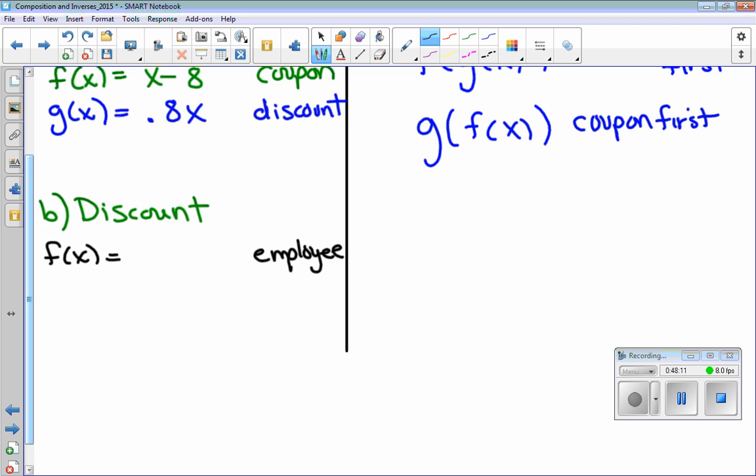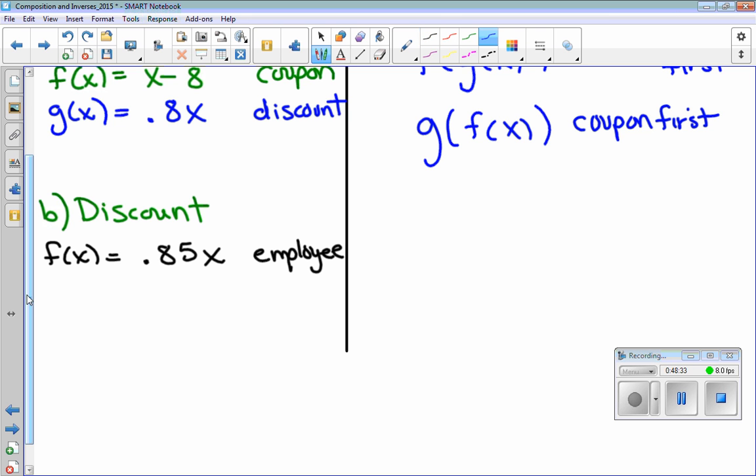What would the employee discount be? 15%. If it's a discount, 0.85x, right? So it's a discount, so 0.85x, because you're paying 85%, right? Yes, 100 minus 15, that's exactly right.